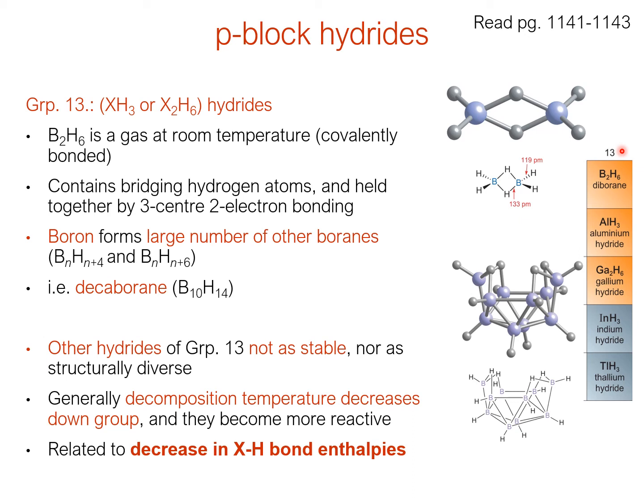The decomposition temperature decreases down a group as they become more reactive. And you'll see this trend for all of the groups in the periodic table. This is related to a decrease in the hydride bond enthalpy.